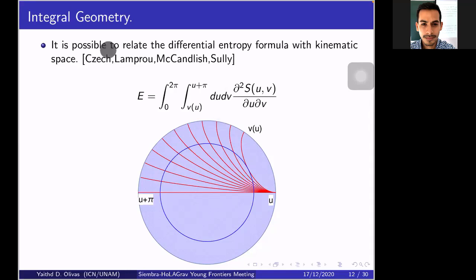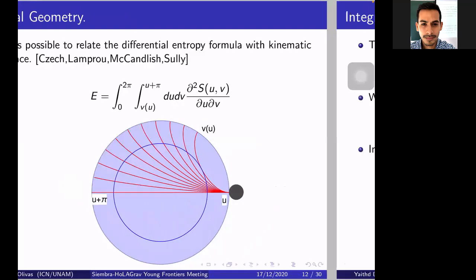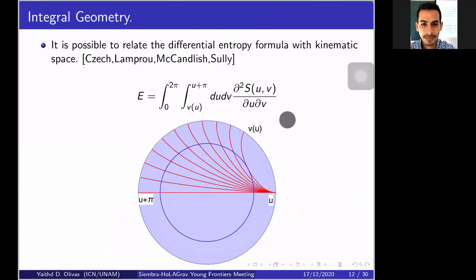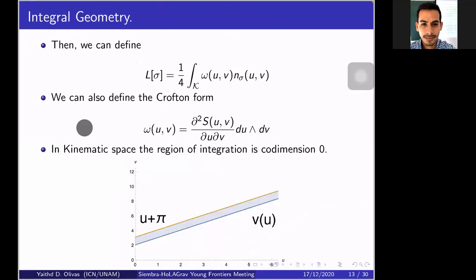Then the instruction of the integral tells us that we have to consider the geodesics starting from the tangent one to this one, and we have to take into account all the possible values of U. So in that way, what this formula is telling us is that if you want to compute the length of this curve, then you have to sum all the geodesics that intersect this curve, and you have to weight it with the double derivative of the entanglement entropy.